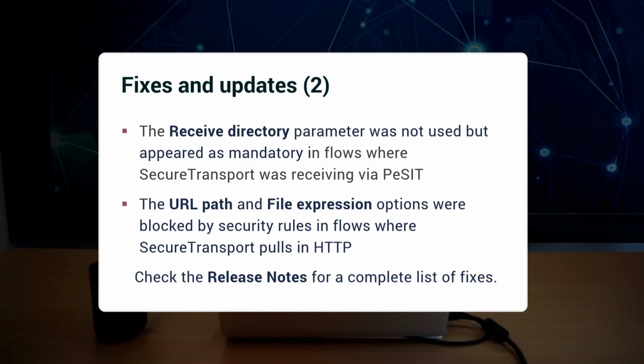Also, the receive directory parameter was not used but appeared as mandatory in flows where SecureTransport was receiving via PESIT. When defining a flow where SecureTransport pulls in HTTP, the URL path and file expression options were blocked by security rules. As usual, the release notes contain a detailed list of all fixes and enhancements, so check them out.